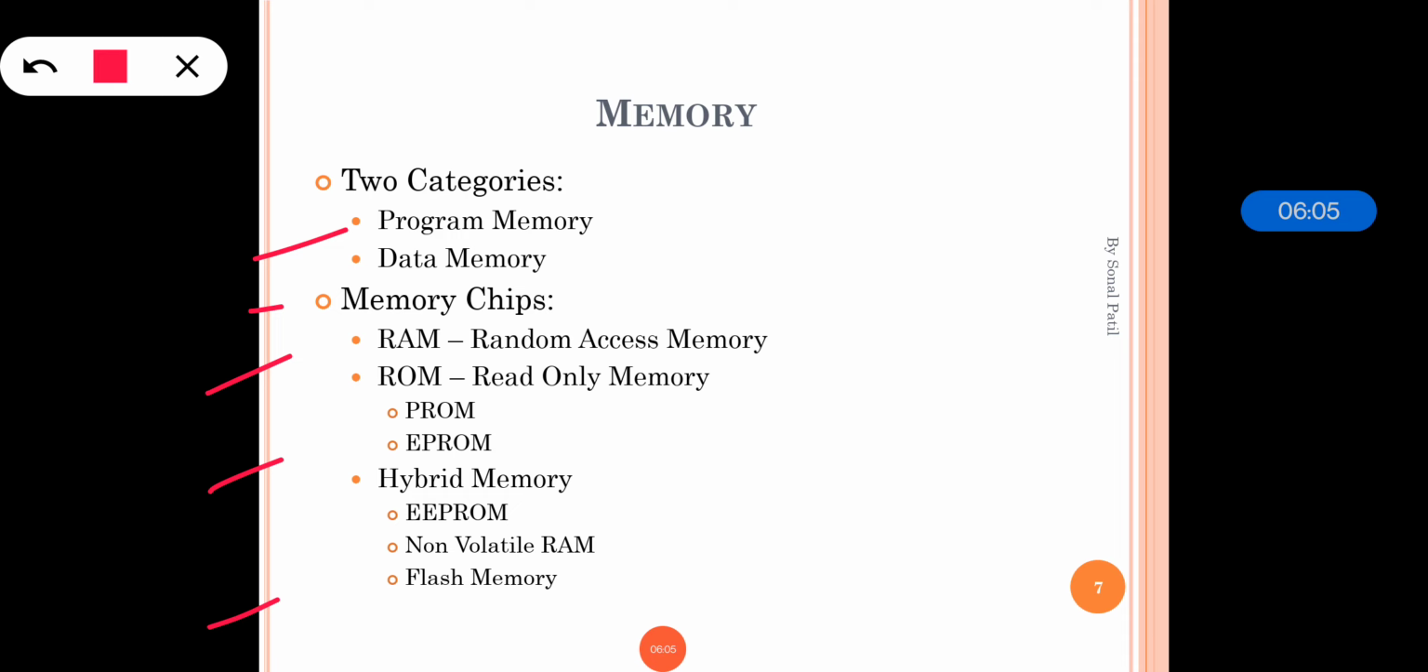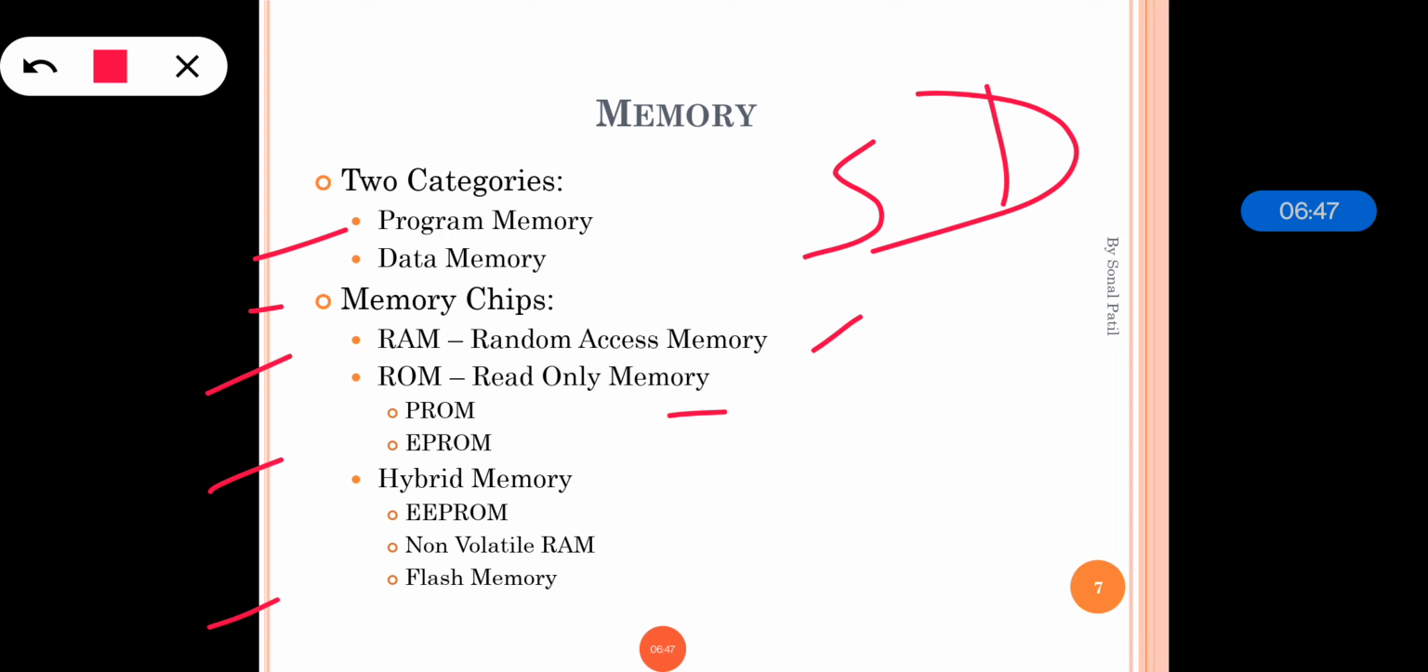RAM is nothing but random access memory, ROM is read-only memory, and the third one is the hybrid memory. So RAM, that is the random access memory. The memory locations can be accessed randomly. It is a read-write chip, as we can perform both read and write operations. There are basically two types of RAM, that is SRAM and DRAM. SRAM is static RAM, DRAM is dynamic RAM. SRAM loses its contents the moment power is switched off, and DRAM retains the contents for a fraction of a second even though the power is not there. So those are the two types of RAM, SRAM and DRAM.